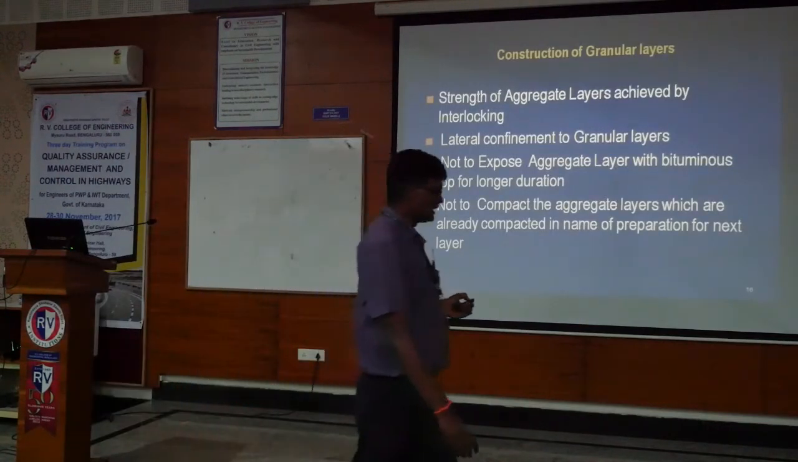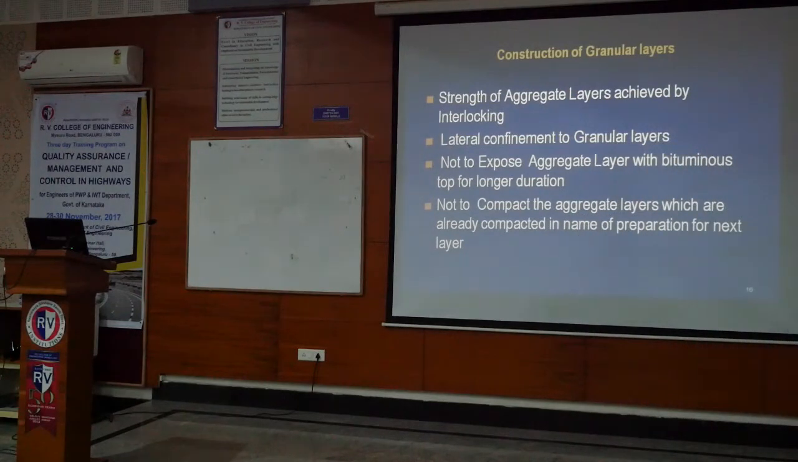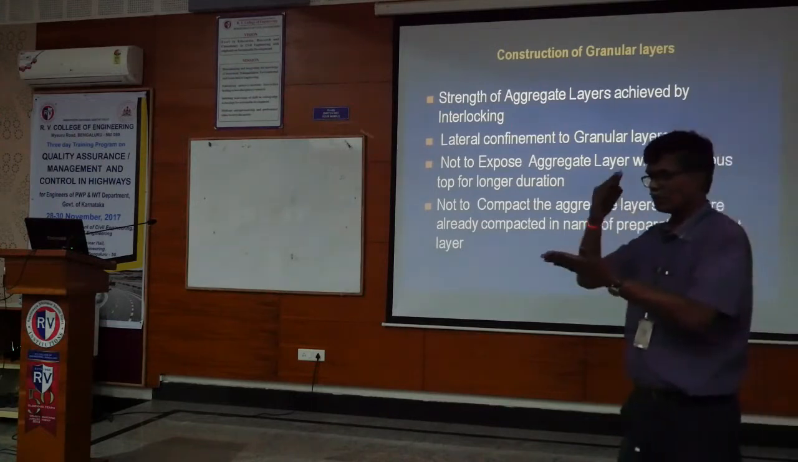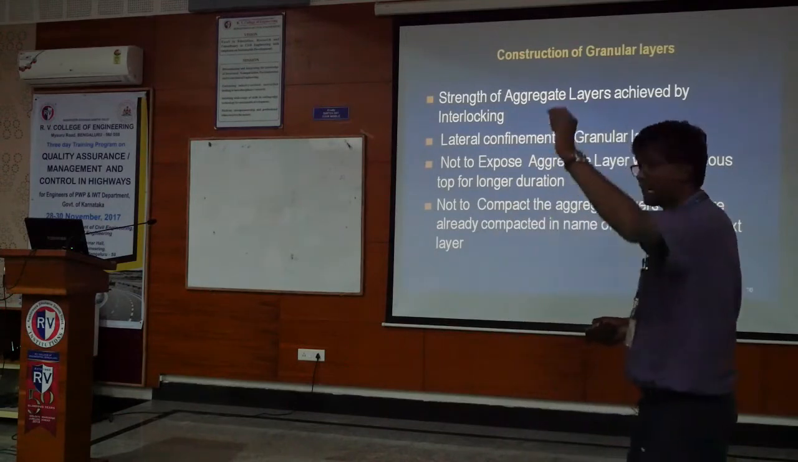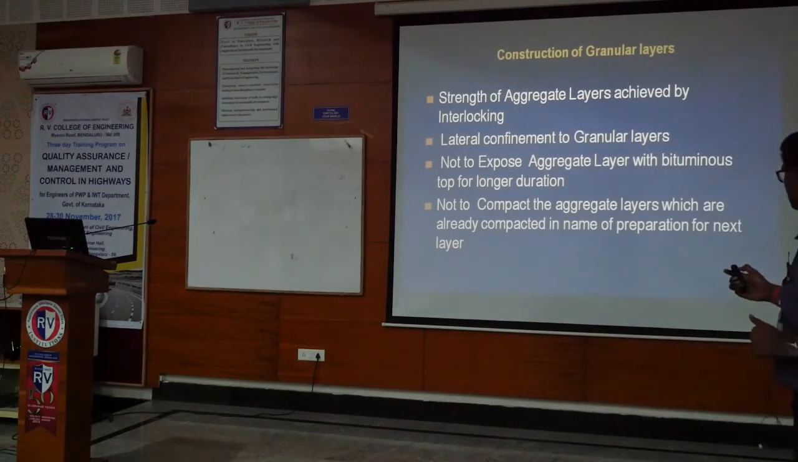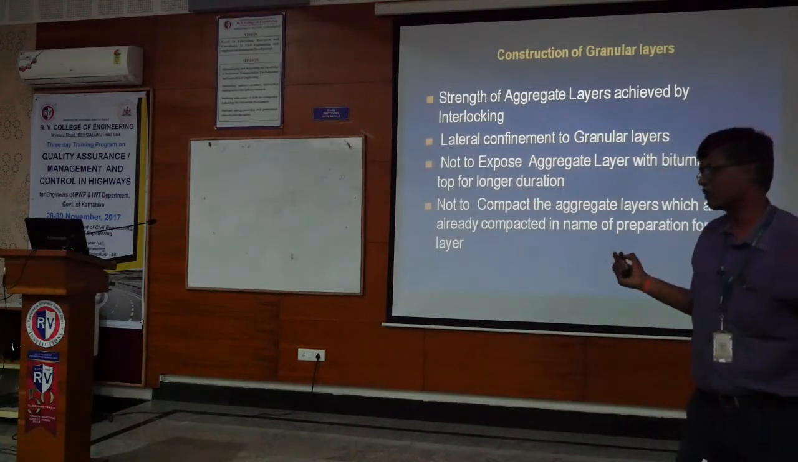So these are the salient aspects, QC aspects for aggregate layers. The strength of aggregate layers always comes by interlocking. That is the reason in the MORT book they say it should be crushed to crushed surface so that we get better locking. Gradation also helps in interlocking. Lateral confinement is another big requirement here. And we should not expose the aggregate layer without a bituminous layer for a longer duration. That is one of the biggest drawbacks of this aggregate layer, whether it is non-plastic GSB or macadam.